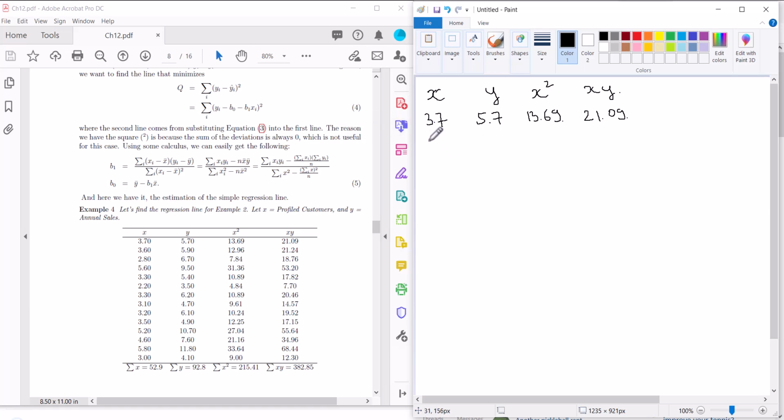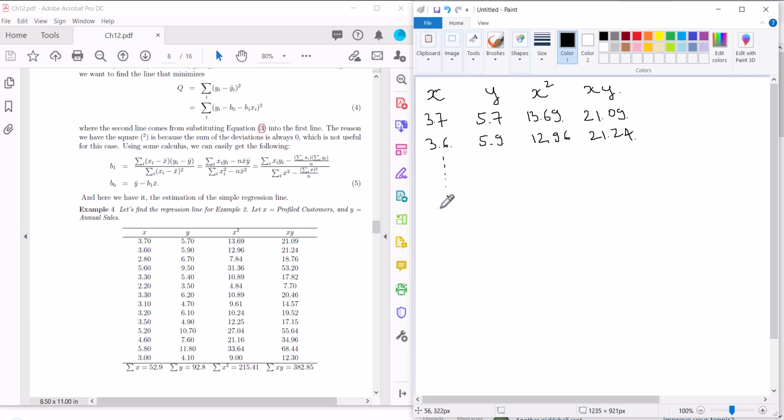The next observation, you have 3.6 for the number of customers, and 5.9 for the sales. So x squared should give you 12.96. X times y, 3.6 times 5.9, that's 21.24. Right? So you would do that for all the data points in the data set.